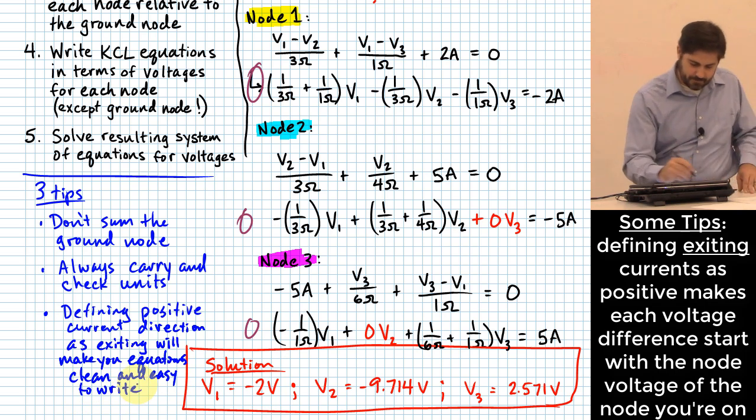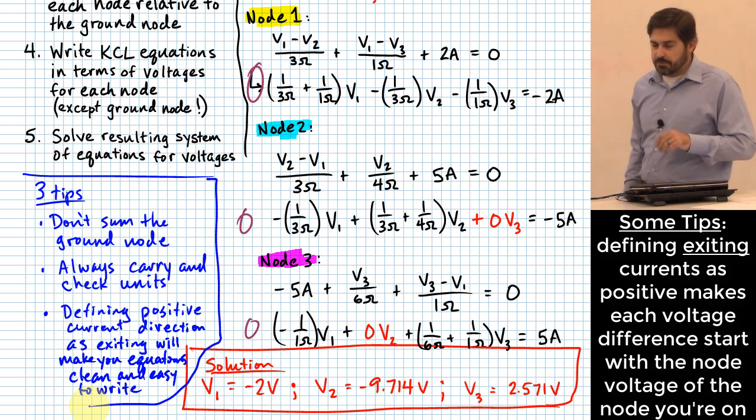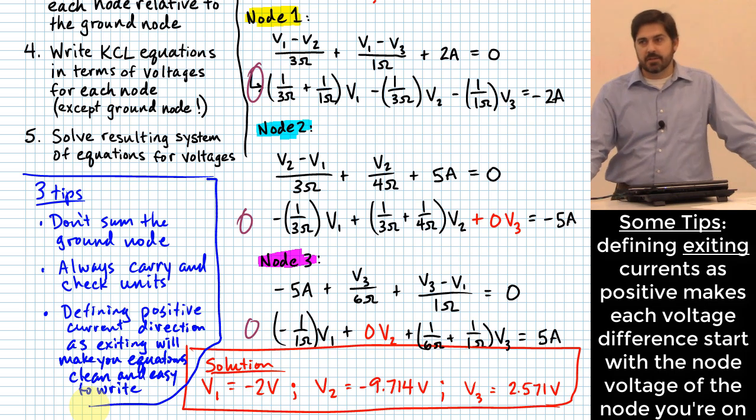Why is that? Those are my tips. But why is it that defining the exiting direction as being positive tends to make your equations cleaner and easier to write, you think?